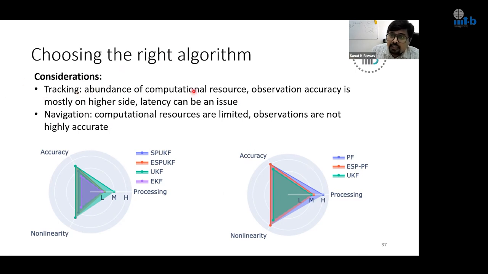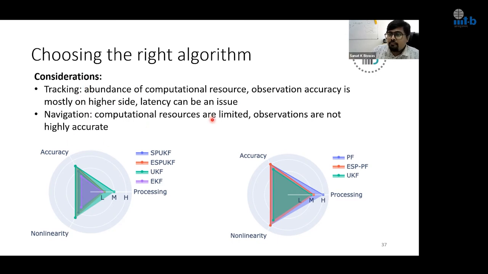For tracking, there's an abundance of computational resources because we are doing it on the ground. So we can use a supercomputer, we can use a cluster, right? So that's not an issue. Observation accuracy is mostly on the higher side. Latency can be an issue. Latency in the sense that whenever we're talking about deep space navigation, sometimes it takes a longer time for the signal to come back, right? So it's not in real time anymore. So that is tracking.